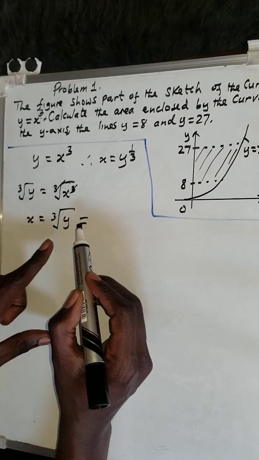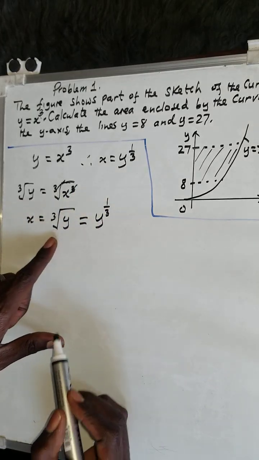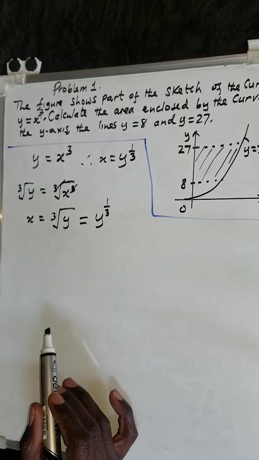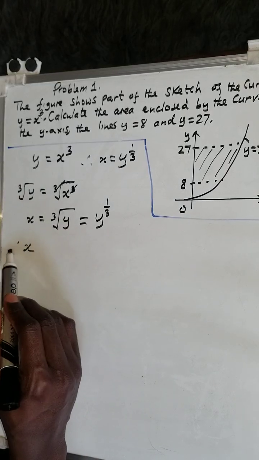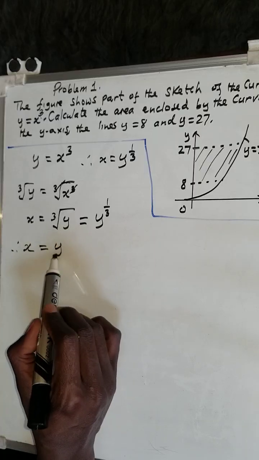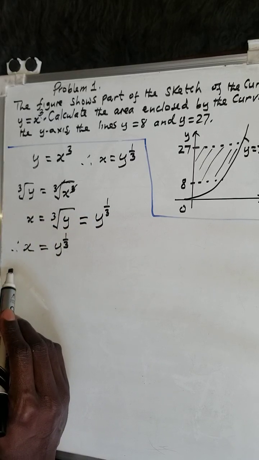But according to the laws of indices, remember this can be written as 1 over 3, and that is why we are having that. So therefore, to find the area, when you make your x the subject of the formula, y is equal to 1 over 3, now you can find the area enclosed.